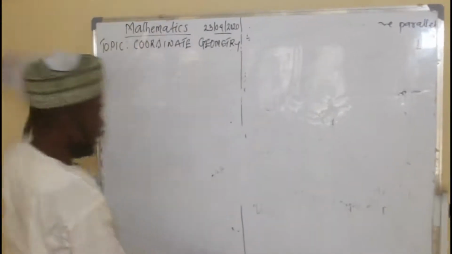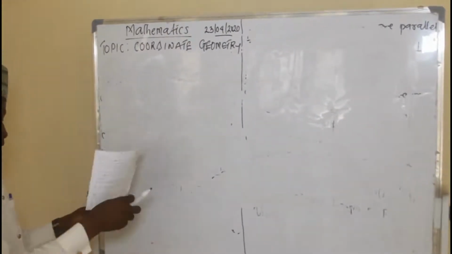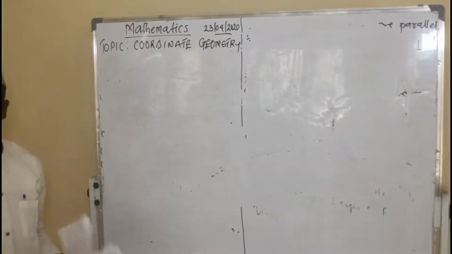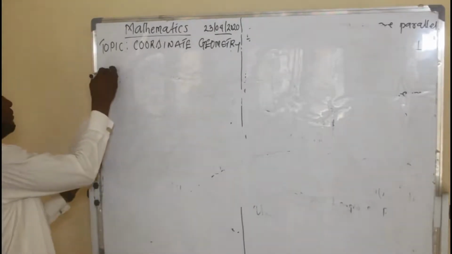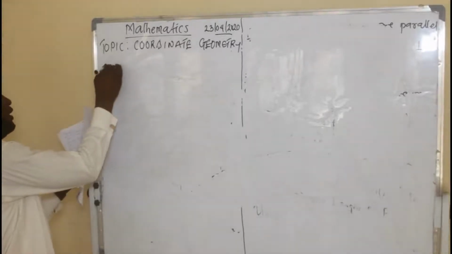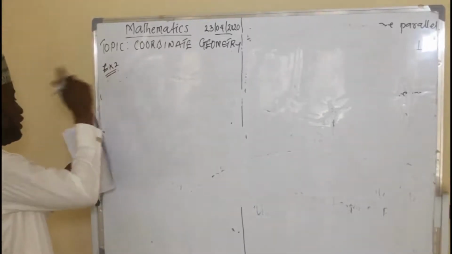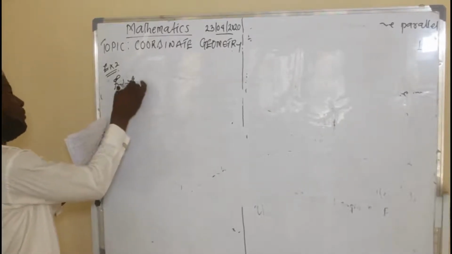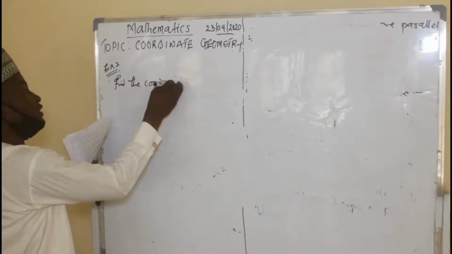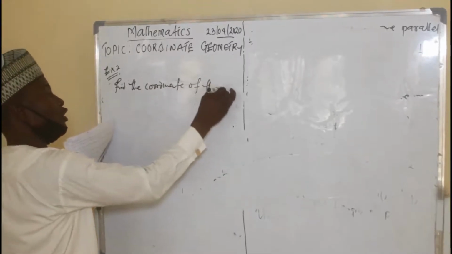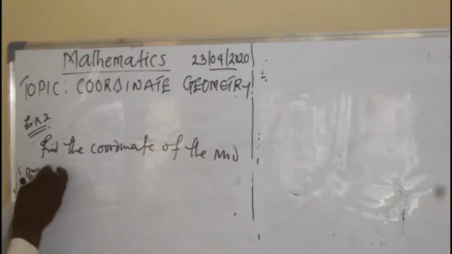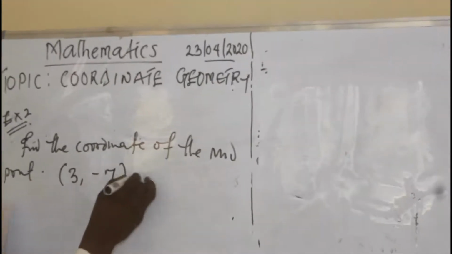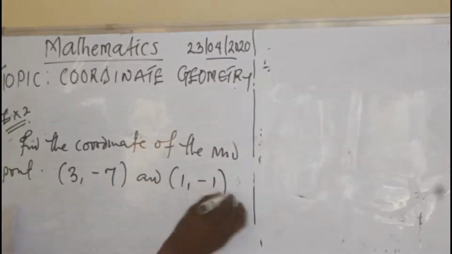So now let's take one example under the midpoint, how to calculate the midpoint. We have already stated the formula, right? We can take this one as example 2. Find the coordinates of the midpoint. 3, minus 7 and 1, minus 1.